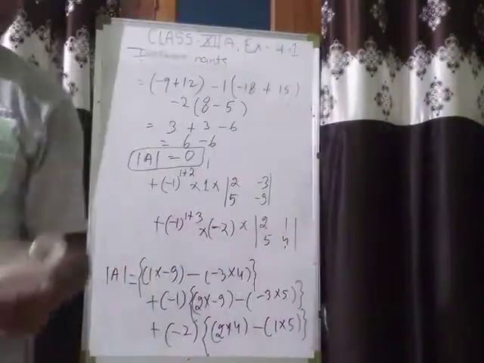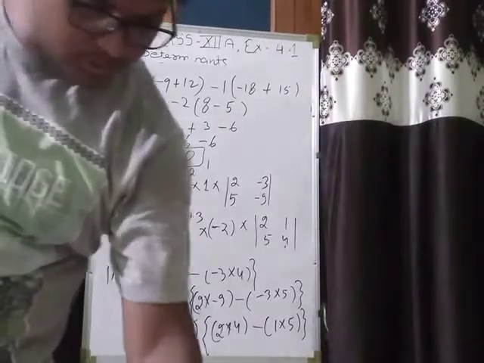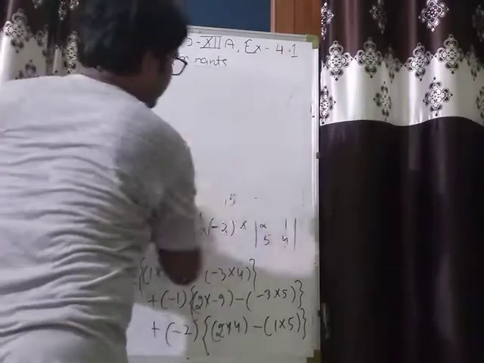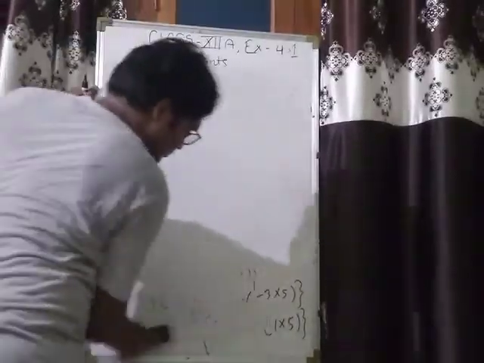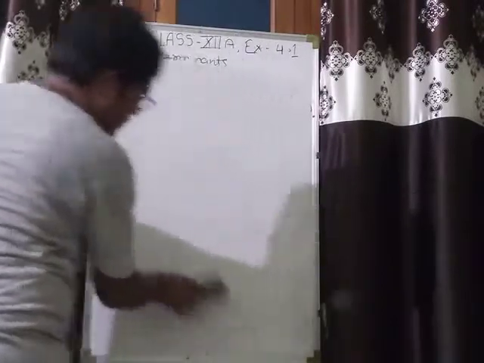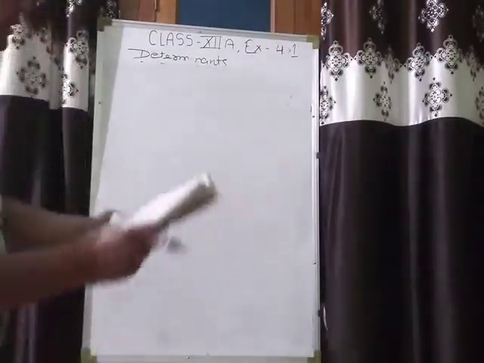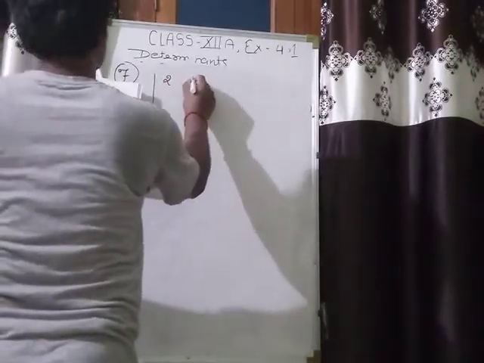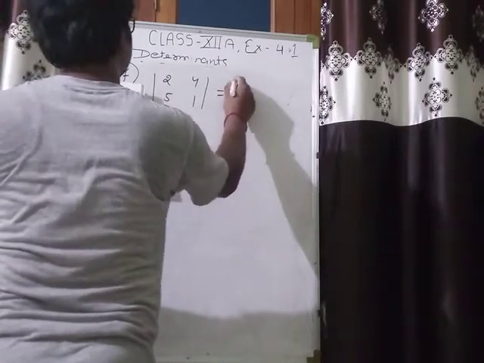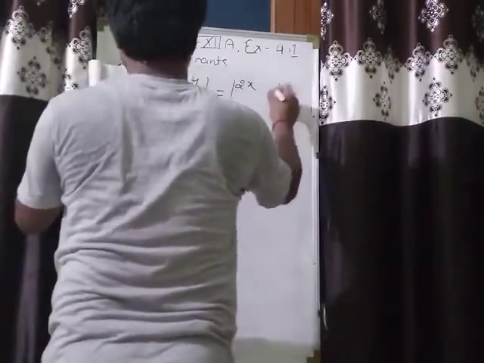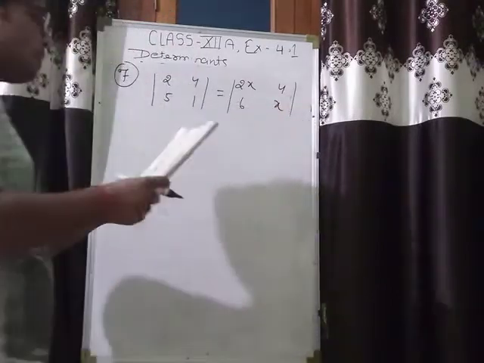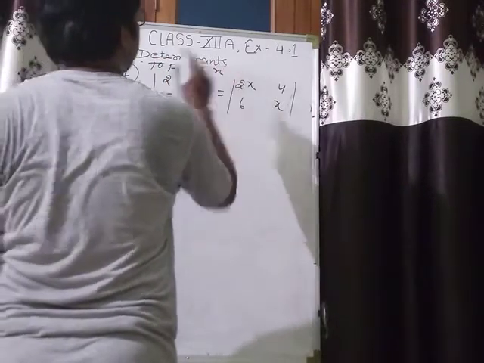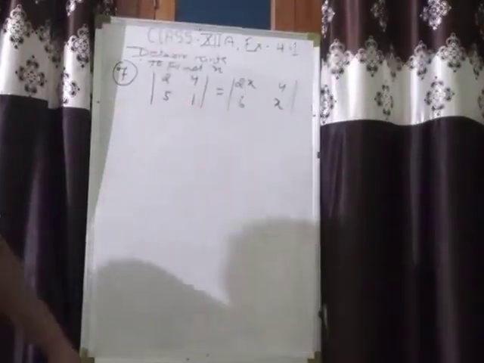Now students, read question number 7. See, question number 7 is, this is an equation. It is given, this is 2, this is 4, this is 5, this is 1 is equal to, this is 2x, that is 4, that is 6, that is x. Okay. We have to find out x. To find x. Okay. See, find out the determinant both sides.